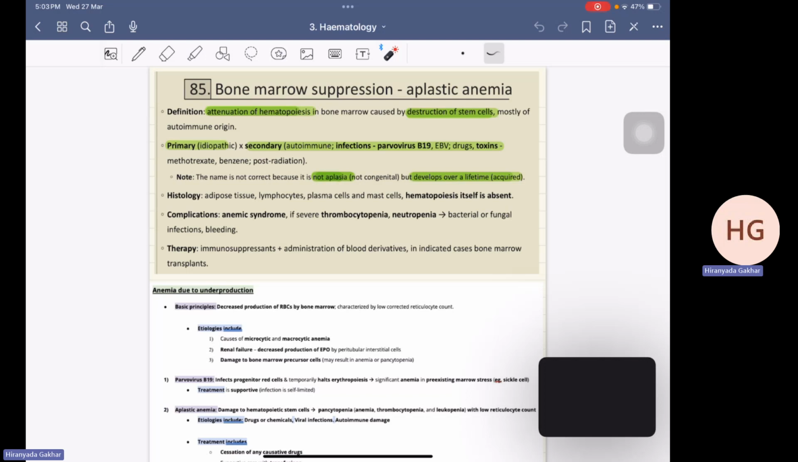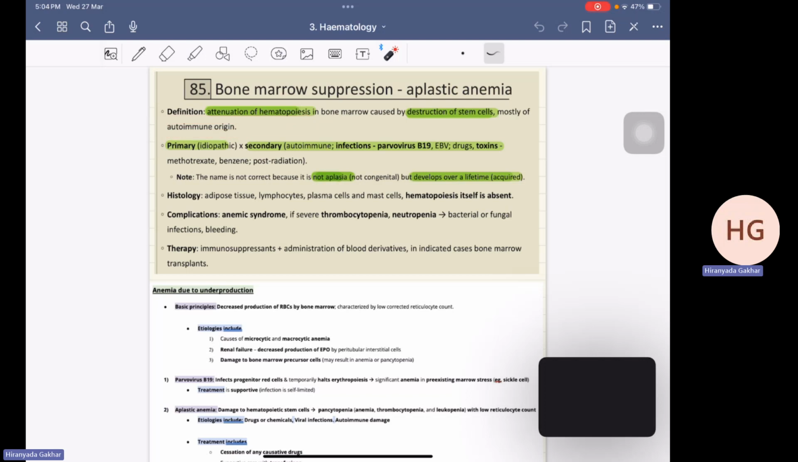So first of all, what is the definition of this? When there is an attenuation of hematopoiesis in bone marrow, which is due to the destruction of the stem cells, then we call it bone marrow suppression. And mostly the origin of this attenuation is autoimmune.